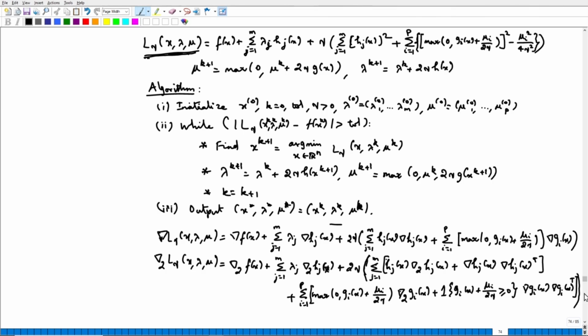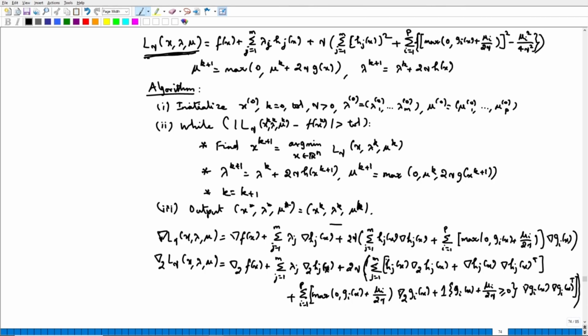So the left hand side derivative of del L gamma and the right hand side derivative of del L gamma are different. So the Hessian actually does not exist when gi of x plus mu I by 2 gamma is equal to 0. Okay. So that is true, but nevertheless when you work this out, this works for many of the problems. So yeah, we will continue using it.